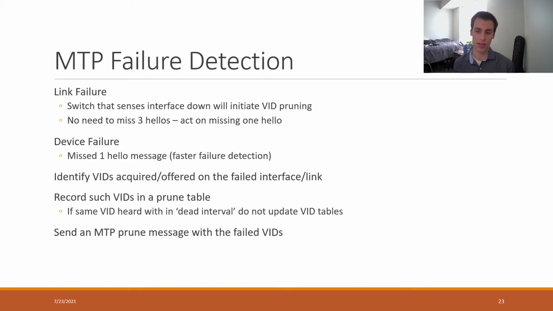Devices will look at their VID table and determine which VIDs they received on the failed interface or link. They will then record the identified VIDs in a prune table and send an MTP prune message with the failed VIDs.